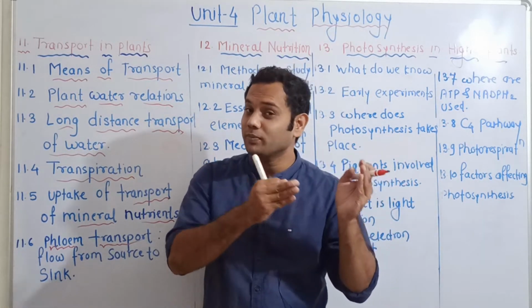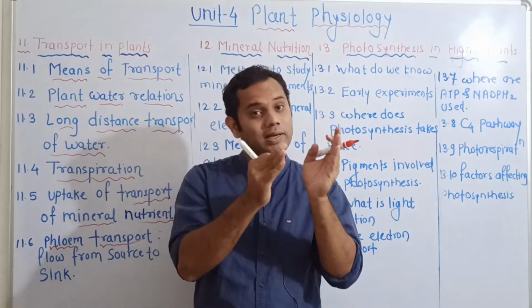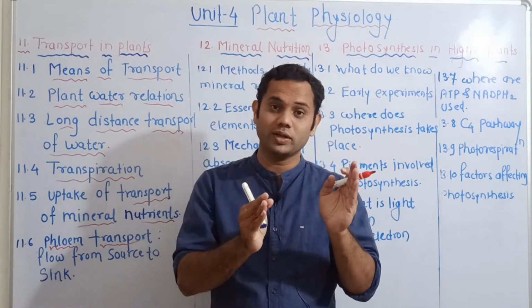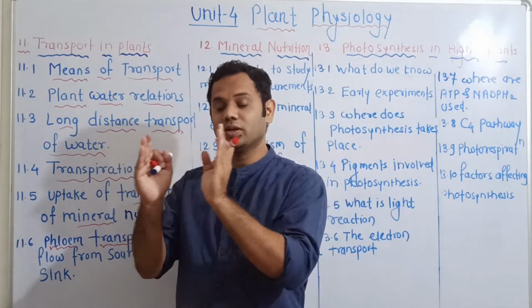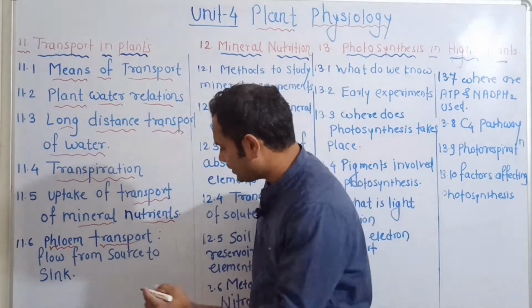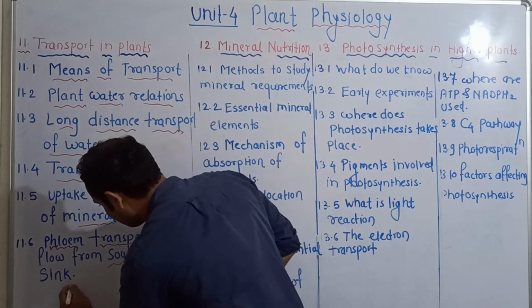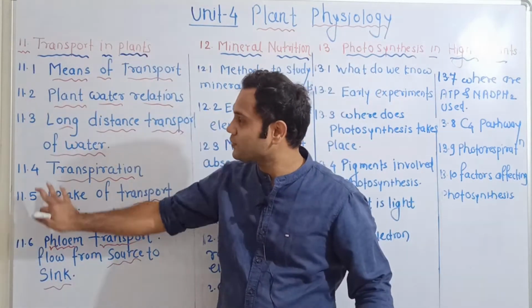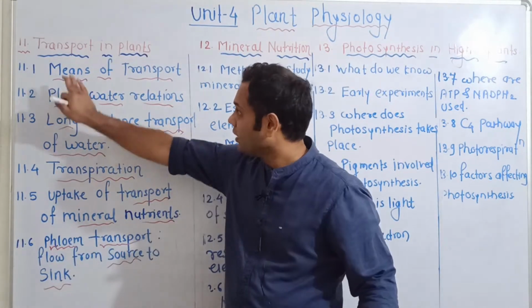So how does phloem transport the food from the leaves to the other parts, or you can say from the green part to the non-green part? That is the source and sink relationship. This is about transport in plants, which is chapter number 11.